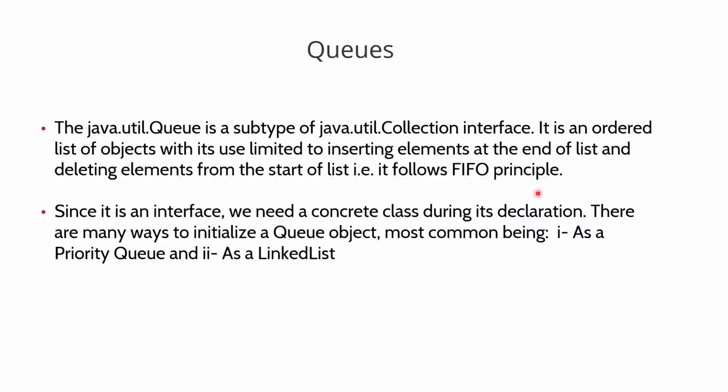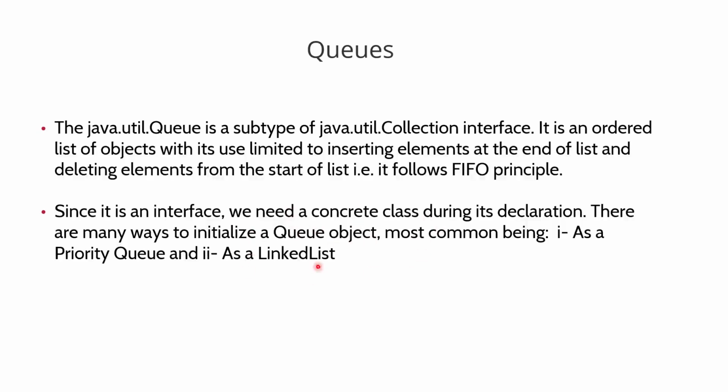A queue is another data structure. There is a queue interface, and a queue is an ordered list of objects, and it has limits as far as inserting, because we can only insert elements at the end of the list and we delete elements from the start of the list. So it follows the first in, first out principle, or the FIFO principle.